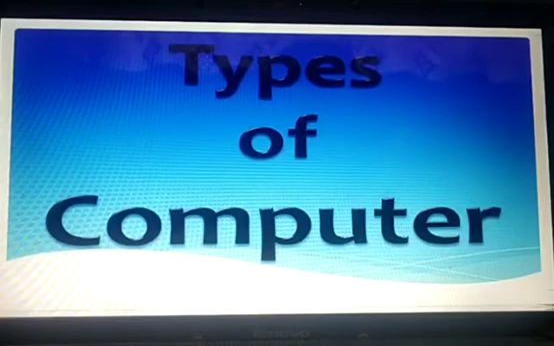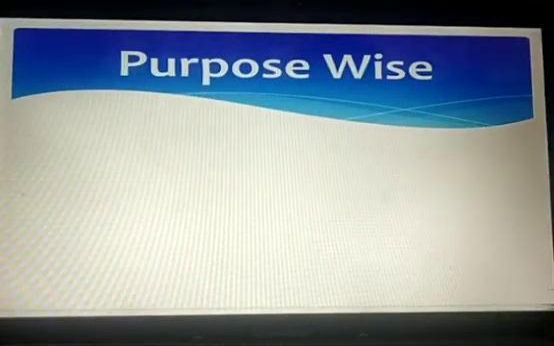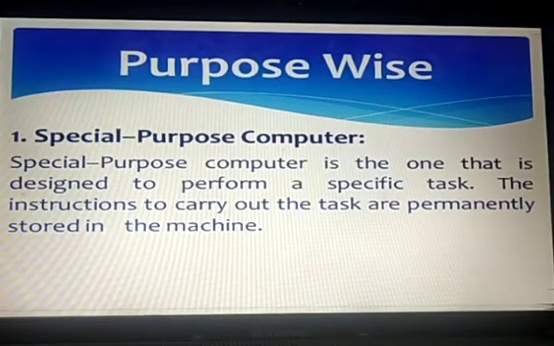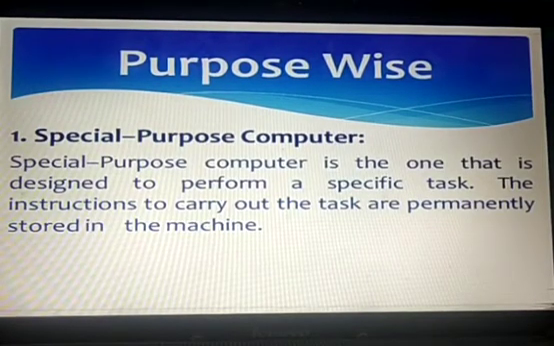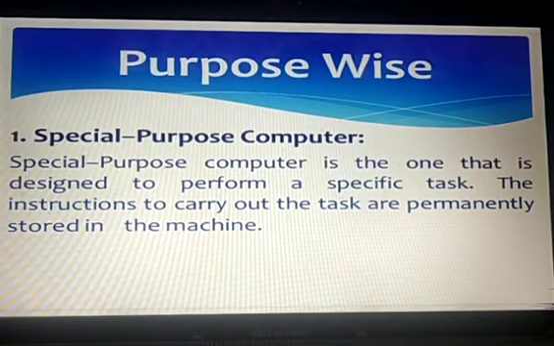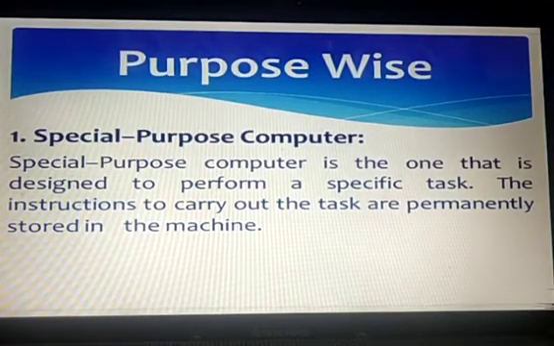According to purpose-wise, computers can be categorized as, first one, special purpose computer. A special purpose computer is one that is designed to perform a specific task. The instructions or programs to carry out the task are permanently stored in the machine. For a specific task, this type of computer works efficiently, but such computers are not versatile.